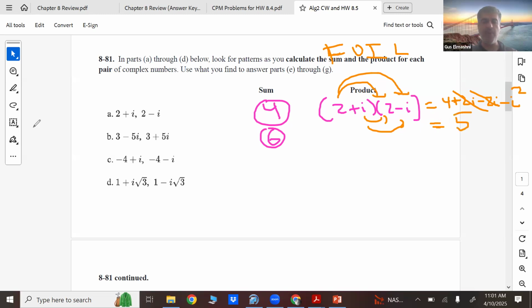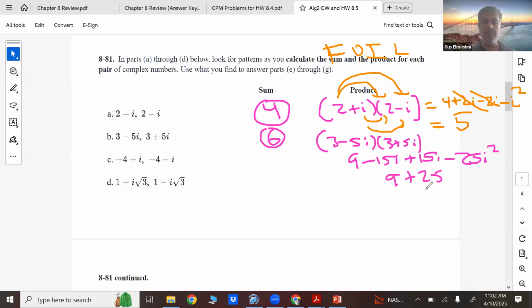If I do likewise for part B, 3 minus 5i, 3 plus 5i, that'll be 9 minus 15i plus 15i. Notice the i's cancel again. They should. That's the intention, right? Minus 25i squared. We have a minus and negative, so it actually comes plus 25. So you get 34. Okay.